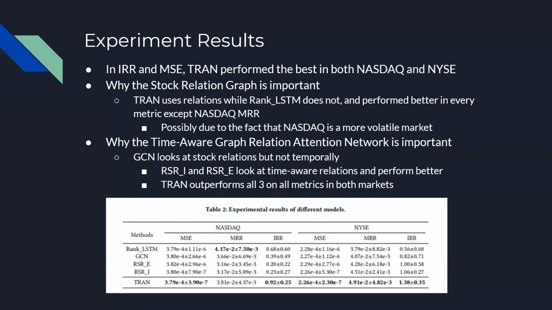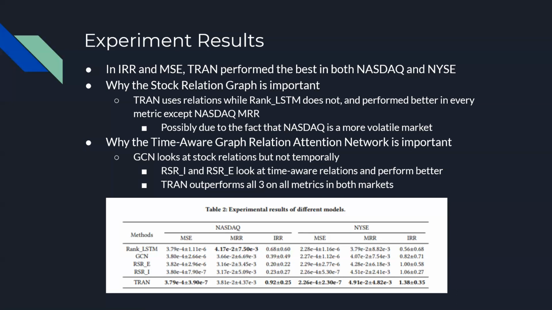So in the experiment's results, it was discovered that in investment return ratio and mean squared error, TRAN outperformed all other models in both the NASDAQ and the New York Stock Exchange. Why was the stock relation graph important? The TRAN uses relations while Rank LSTM does not, and performs better than LSTM in every single metric except for the NASDAQ MRR. One possible explanation is that it's more difficult to calculate relation strength in a more volatile market, and NASDAQ is considered a more volatile market, which is a possible explanation for why TRAN did not perform very well in MRR in the NASDAQ.